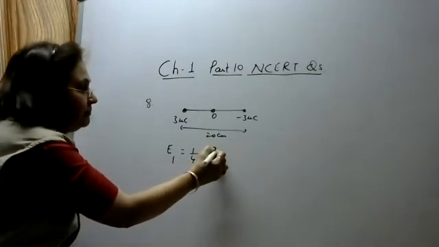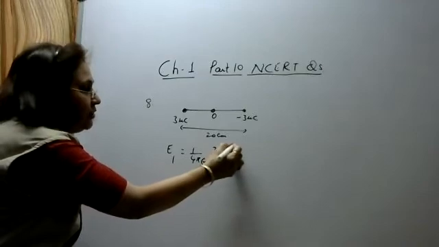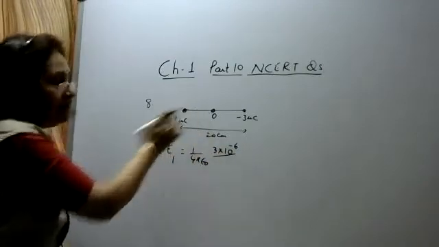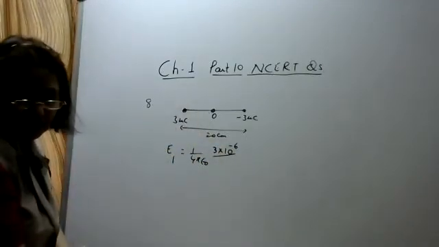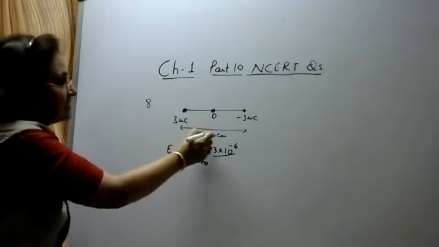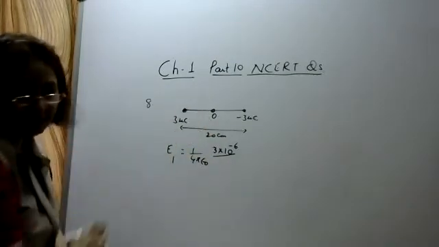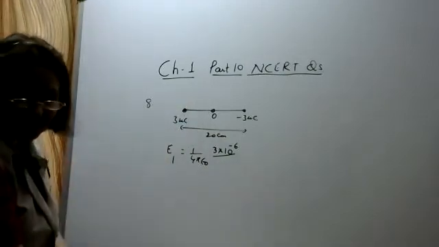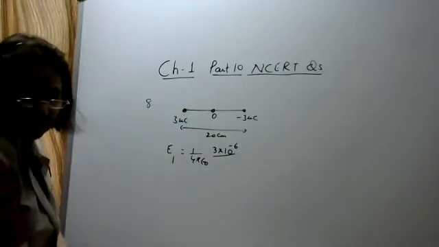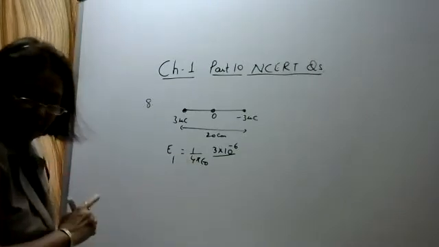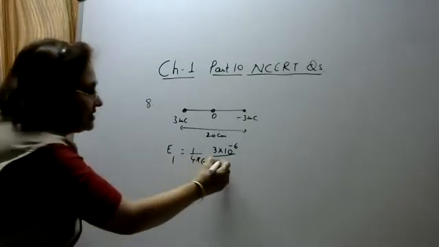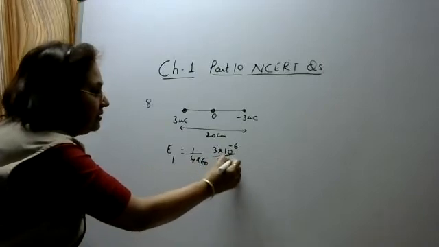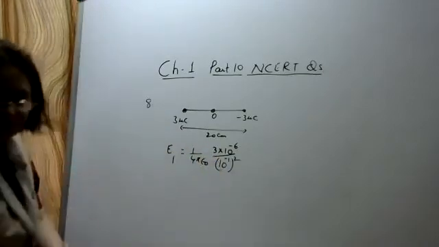3 microcoulomb, 3 into 10 raised to the power minus 6 coulomb. And what is the distance? As this is 20 centimeters apart and O is the midpoint, from here to here this distance is 10 centimeter. Okay, let's convert it in meter. 10 into 10 raised to the power minus 2, that is 10 raised to the power minus 1 meter square.